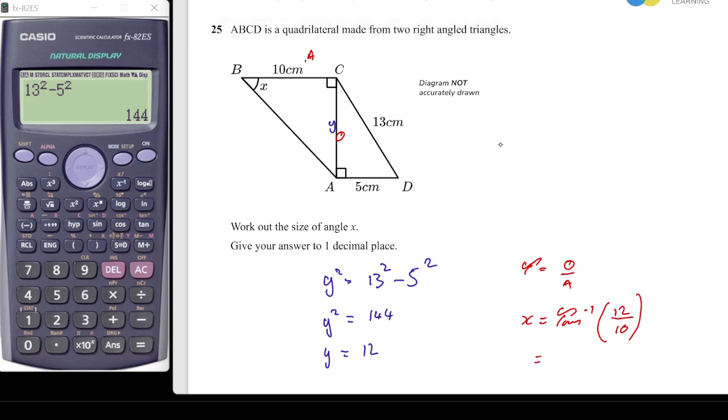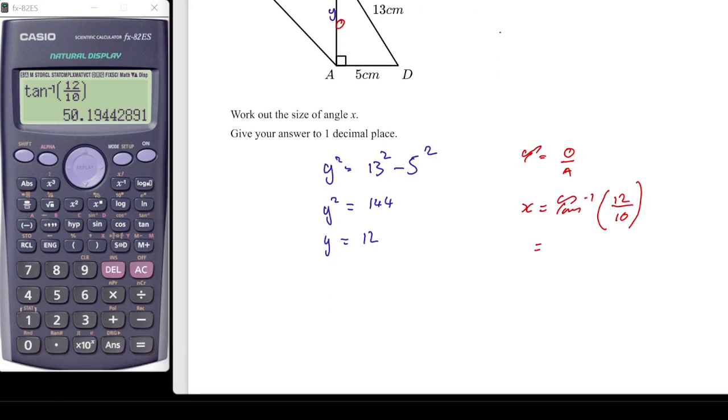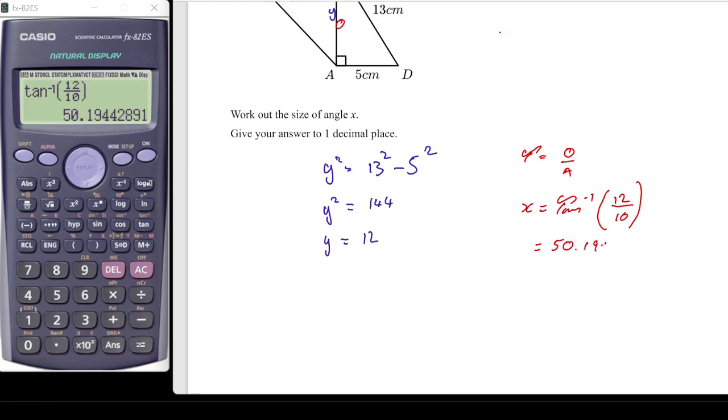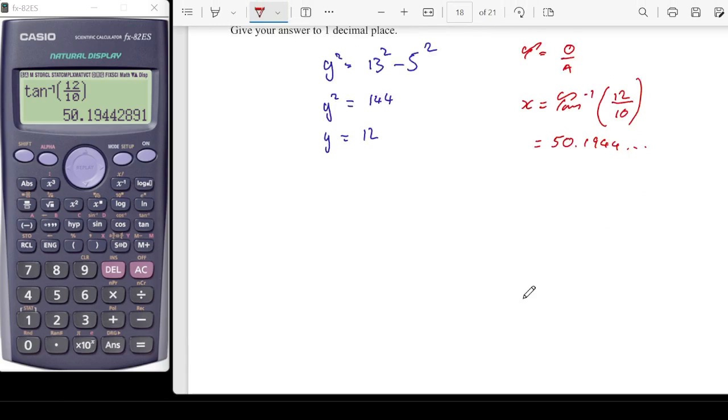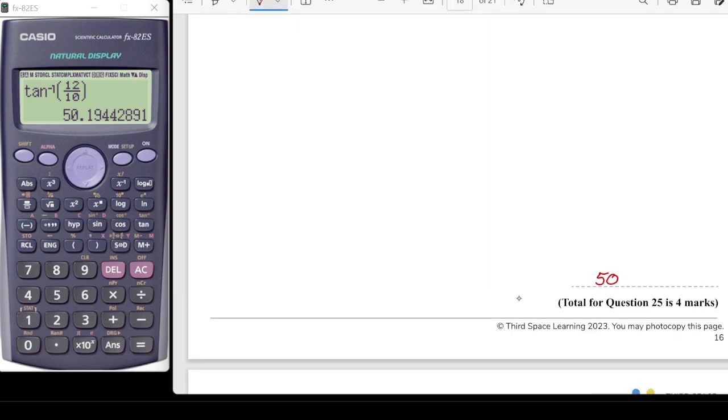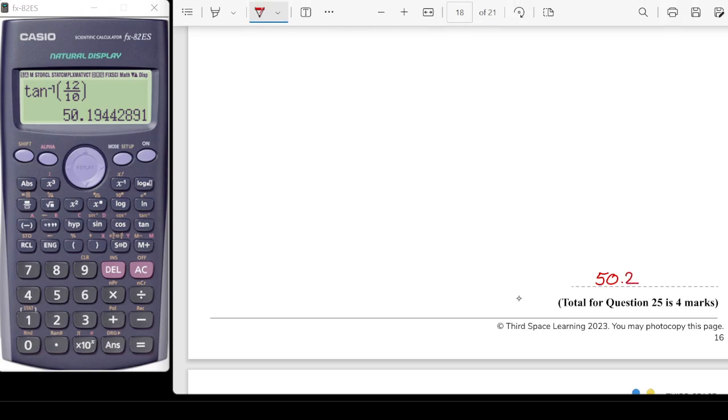And I'm just going to type it in just like that. So shift tan, we always do the inverse when we're trying to work out an angle using trig. 12 divided by 10, close my bracket, and that gives me the value of 50.1944. So I'm going to write it down to a greater degree of accuracy than needed, and then put dot, dot, dot to show that I've not rounded. And then I'm going to round that to 50.2 degrees to 1 decimal place.